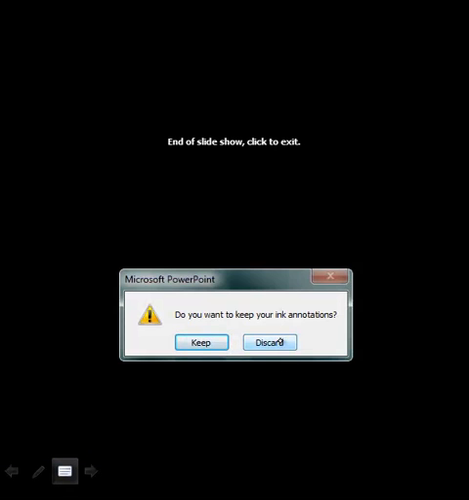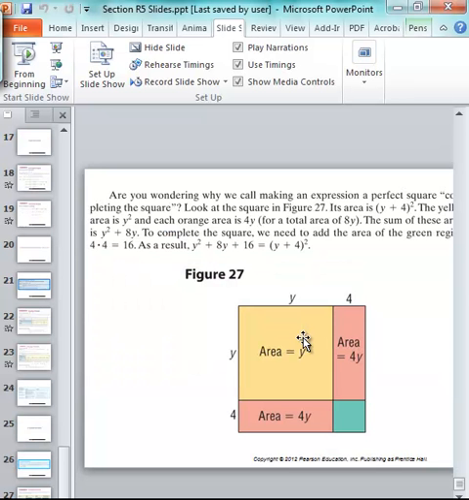And I'll just not bother keeping the ink annotation, seeing how the PowerPoint decided to have problems with us earlier. But in the future, I'll try to keep whatever ink annotations we make here.